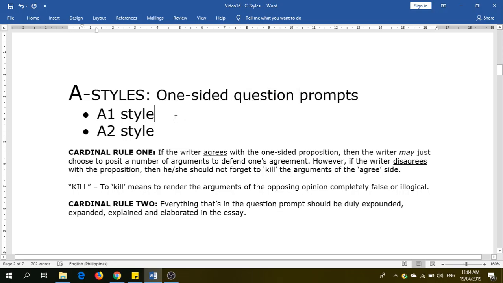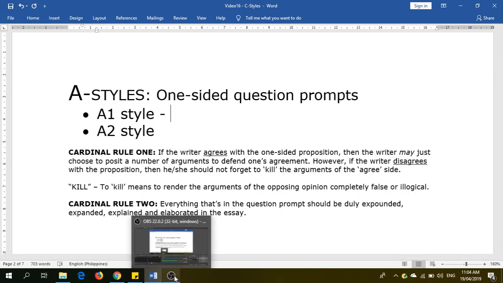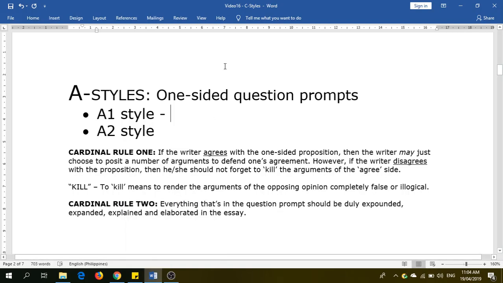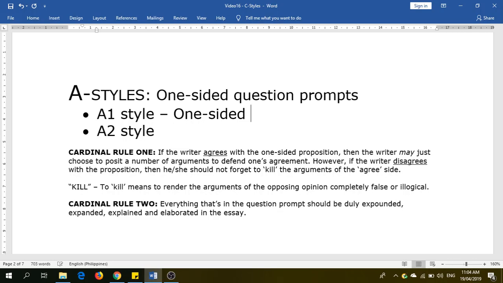So, for the A style, for all intents and purposes, when you say one-sided question prompts, this is really just to what extent you agree or disagree. Although there are other variants of this one, basically that's the most common one. So for the to what extent question, if you do agree with the question prompt, then you can just argue one-sidedly, and we can therefore call this one-sided agree.